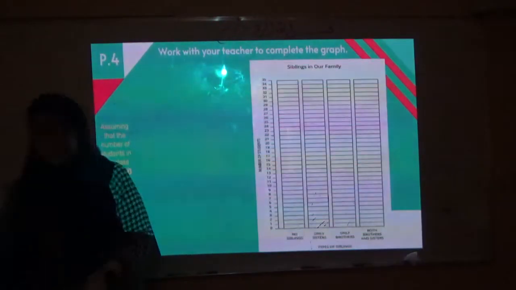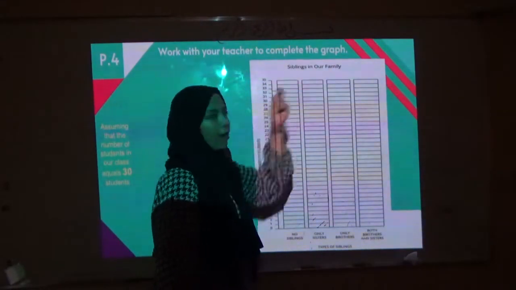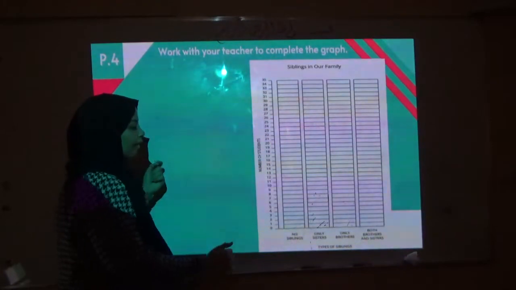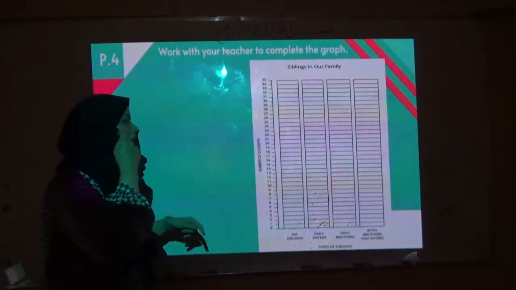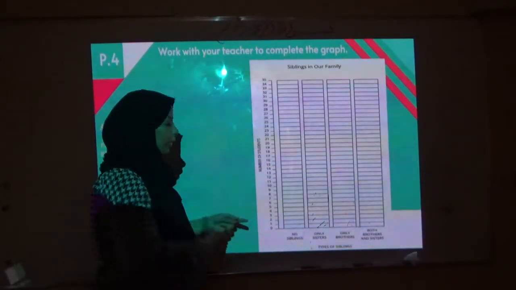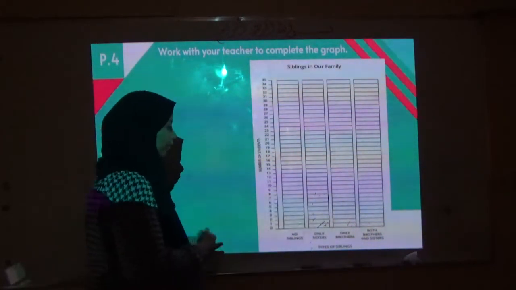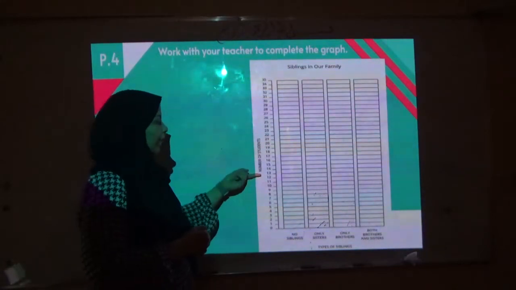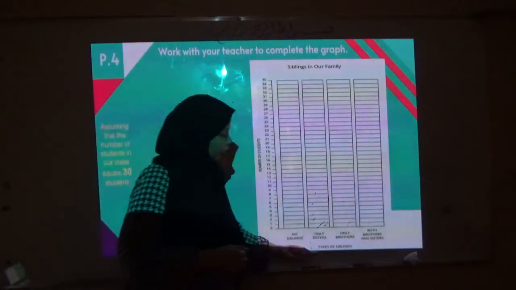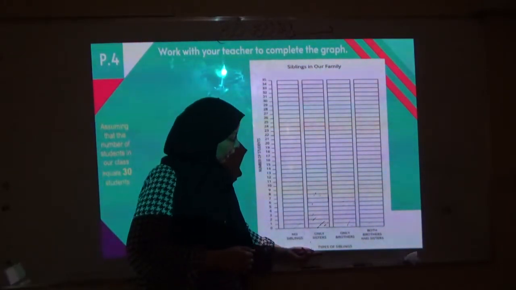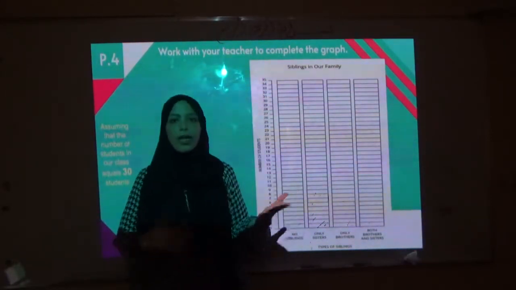So that's our graph. As you can see, that's the title of our graph, siblings in our family, and that's our empty graph. Here I have the vertical axis, as we mentioned before. Vertical means up and down, and this is our horizontal axis, and horizontal means right and left. For the vertical axis, we named it number of students, and for the horizontal axis, we named it types of siblings. So what do I mean by siblings? Siblings are brothers and sisters.